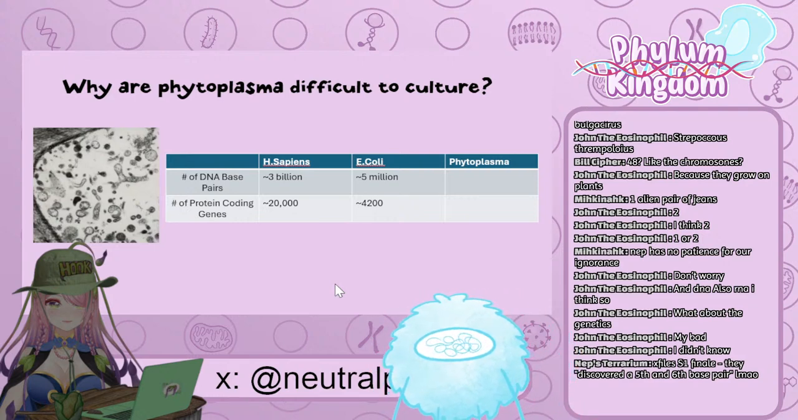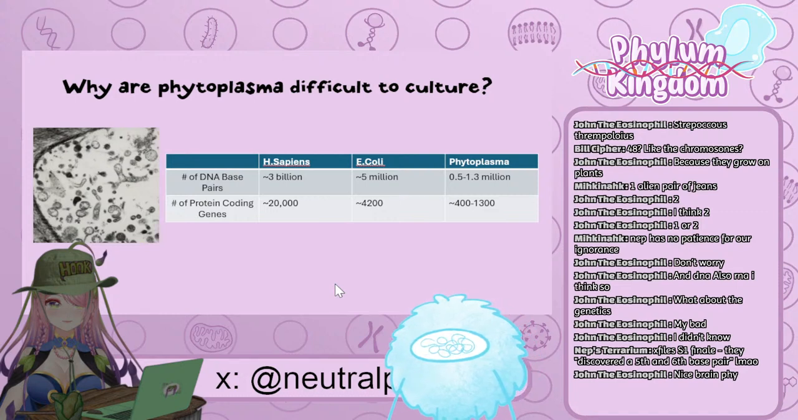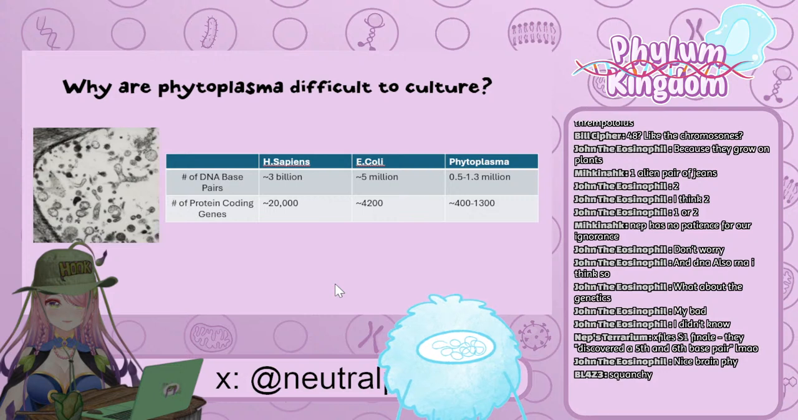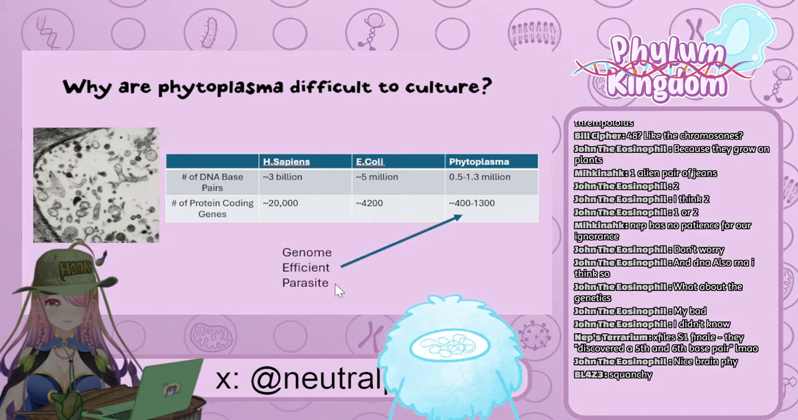So phytoplasma are even smaller than E. coli. We're down to almost less than a million base pairs in some strains, and we've gone from 4,000 proteins all the way down to about 400 in the smallest phytoplasma. To me that is absolutely bonkers with regards to how this thing is even able to exist. So I'm going to call phytoplasma very genomically efficient parasites.